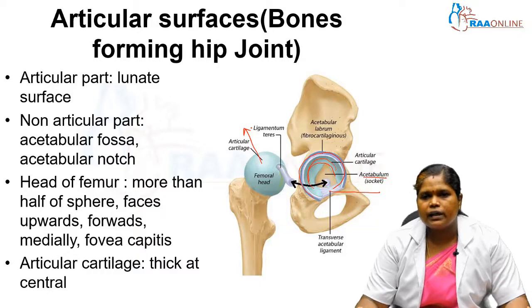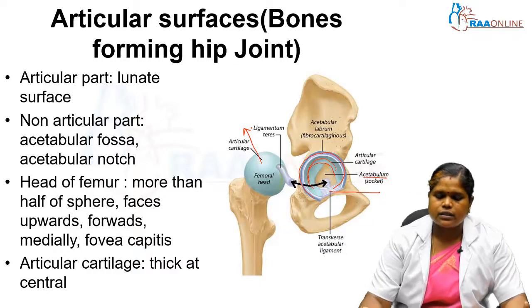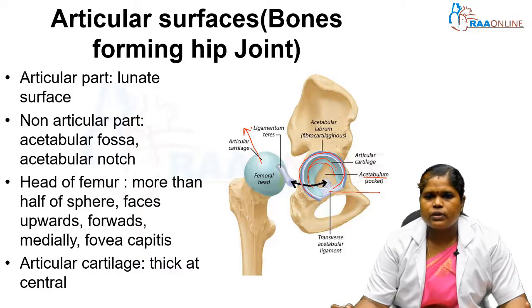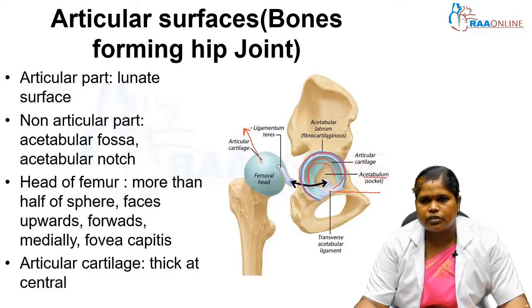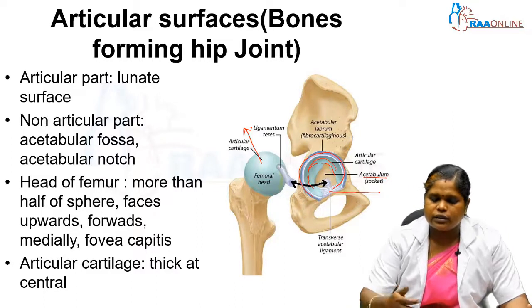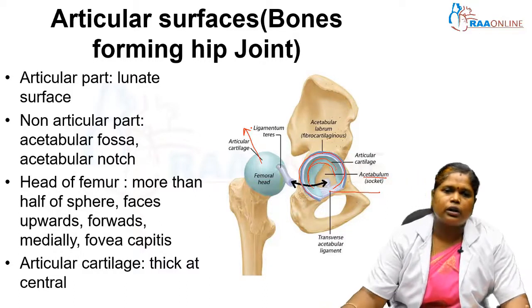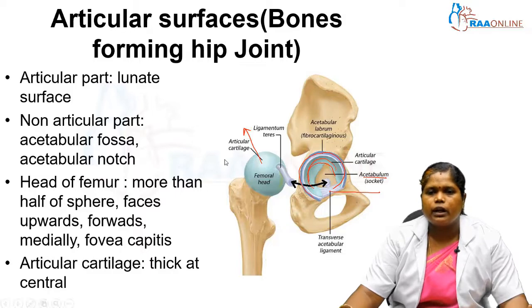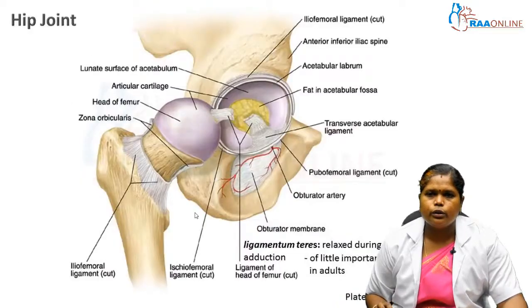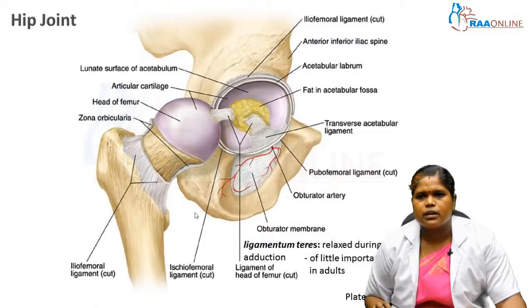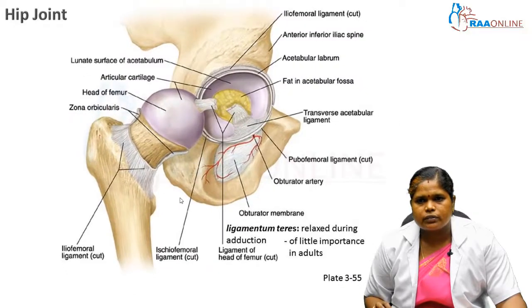The distal articular surface is the femoral head. This femoral head forms more than half of a sphere, and it faces upwards, forwards and medially. Remember, wherever we have articular surfaces, they will be covered by cartilage. That's why here you can see the blue colored structures, which are the articular cartilages covering the articular surfaces. Now we are going to show the lunate articular surface of the acetabulum and the head of femur.